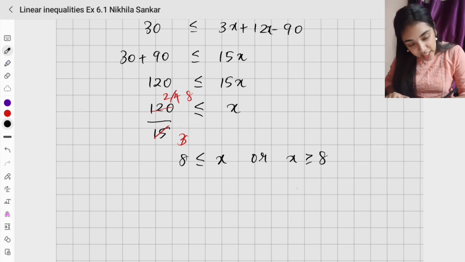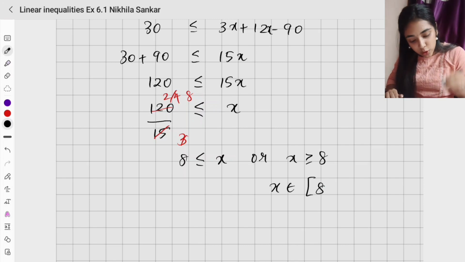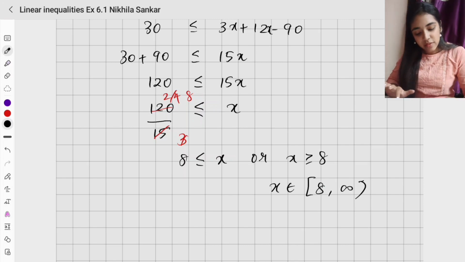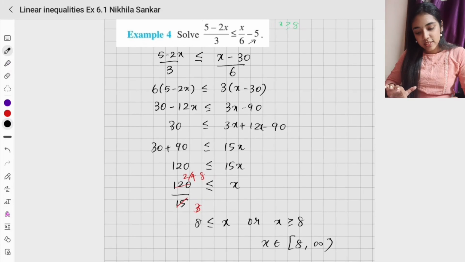Okay, x is greater than or equal to 8. Now what does my x belong to? It belongs to a closed interval. Closed interval means square bracket. It also includes 8. So 8 until infinity. Okay, for infinity you should never put a square bracket. So this is my final answer. Please copy.